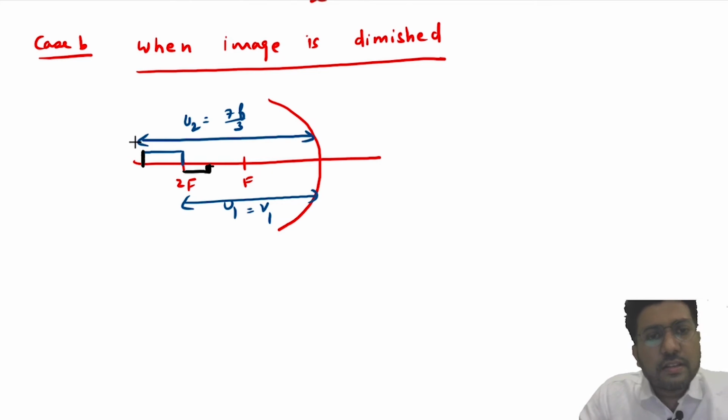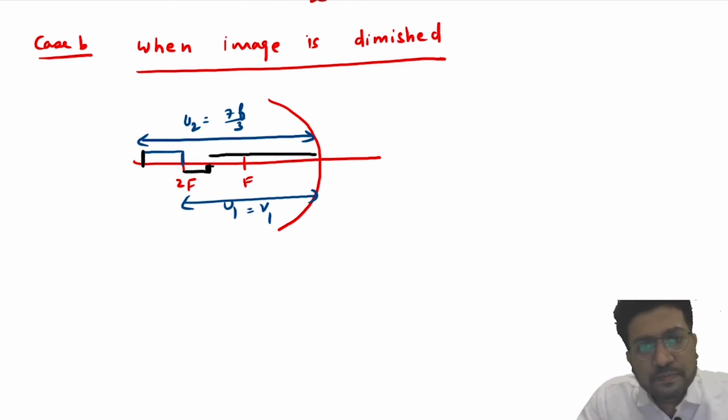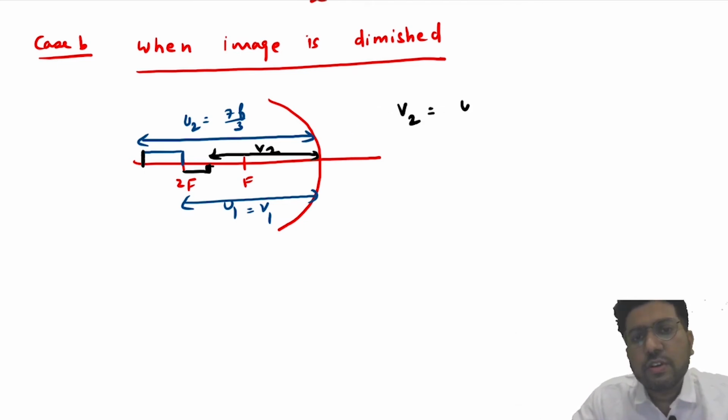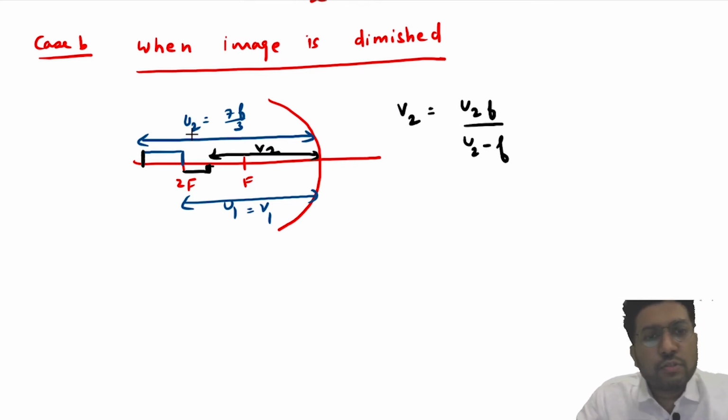So if this is u2, this is v2, right? The size of the image will be v1 minus v2, and the size of the object will be u2 minus u1. Okay, size of object is f by 3, you know it already. We just need to find the size of image. For that we first need to find v2. Again you will say v2 is equal to u2f divided by u2 minus f, right? And u2, you have to put with proper sign. U2 magnitude is 7f by 3, but with sign it will be minus 7f by 3.